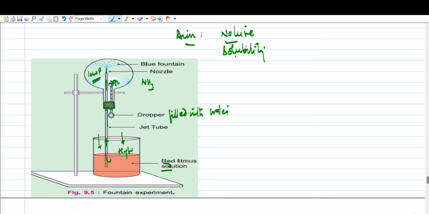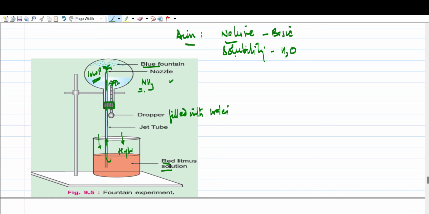It will come over here, and as soon as it oozes out, it comes in contact with ammonia gas. The litmus solution is red and ammonia is a basic gas, so we are going to get a blue color fountain. Is this clear? So the nature of the gas is basic, and it is highly soluble in water. Okay children, this is again a very important experiment, and the question may be asked about the aim or which color fountain is obtained.